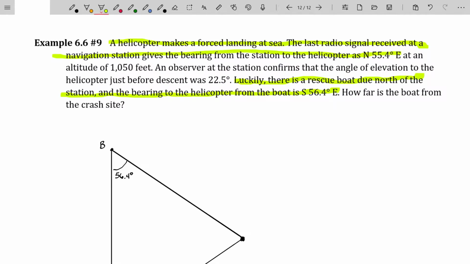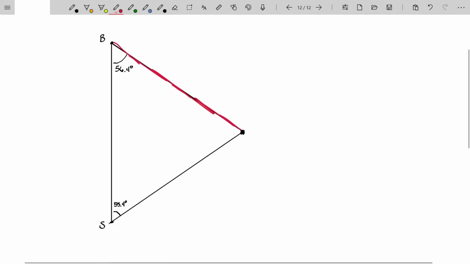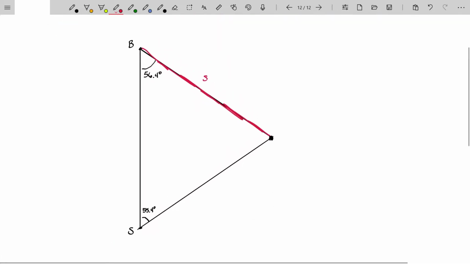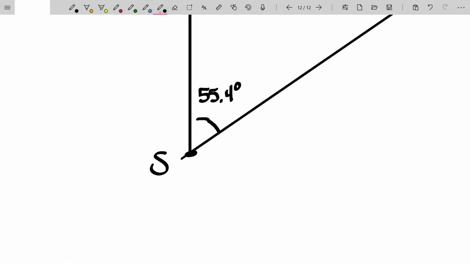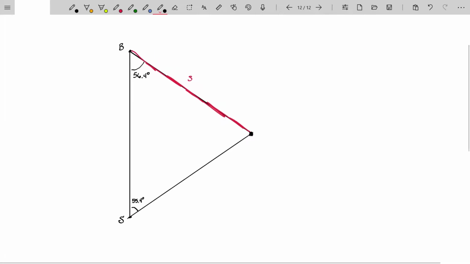How far is the boat from the crash site? So we want to know what this side length is, I'll draw it in red here. We'll call that side length S because it's opposite angle S, and I'll call this angle S, using little capitals there. All right, so that's what we want to find. Well, notice you only have two pieces of information here. There's no way you can find out what that side length S is right now.